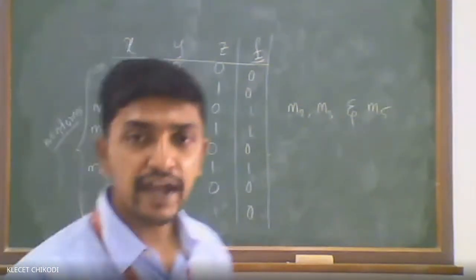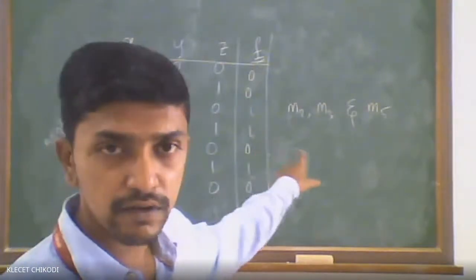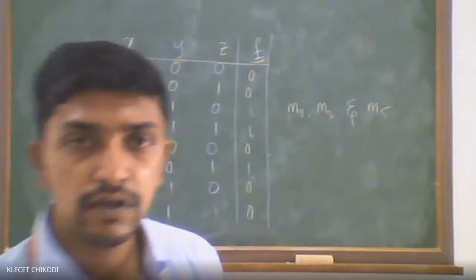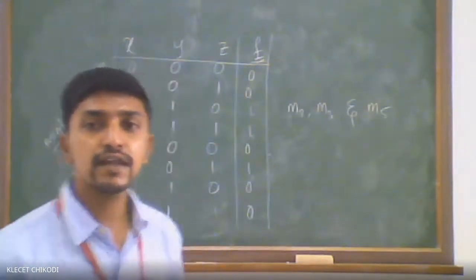Now you have to write that in a canonical form. So you have got the min terms now. Now you have to write that in a canonical form.